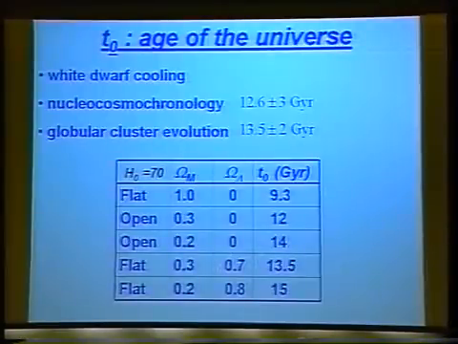If the universe has a cosmological constant, however, the universe will be older for a given value of omega matter. So if omega matter is 0.3 and omega lambda is 0.7, the age of the universe would be 13.5 gigayears. And if omega matter is 0.2 and omega lambda is 0.8, the age of the universe would be 15 gigayears. So in order to have a universe that's comfortably old enough, it suggests that there should be a cosmological constant.